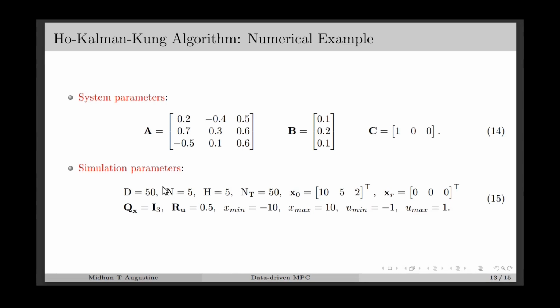The values of the capital N and capital H are chosen as 5. And here the prediction horizon of the MPC is also denoted by capital N and is also chosen as 5. The rest of the simulation parameters are chosen as in equation number 15. And in the MPC, a stabilization problem is considered in which the objective is to drive the system from a non-zero initial condition as here to the origin.